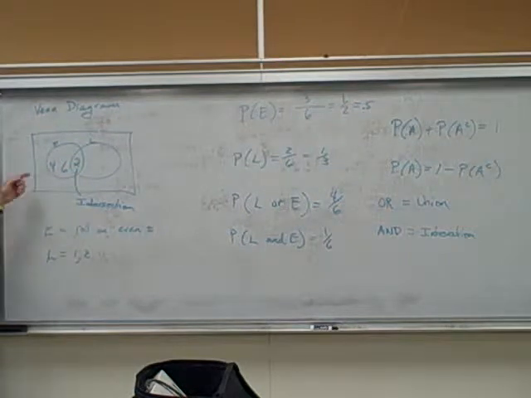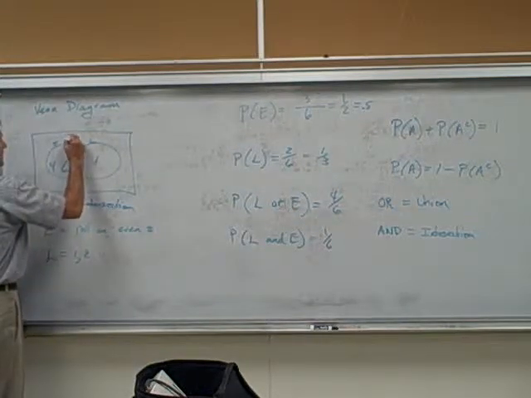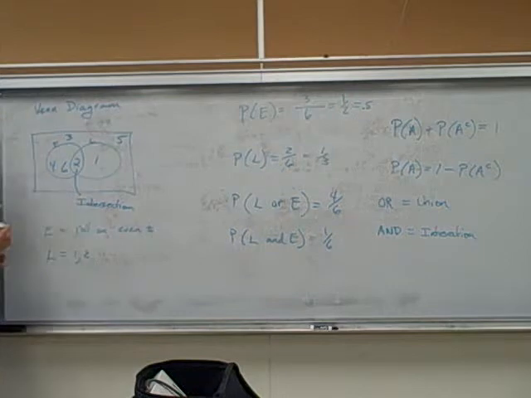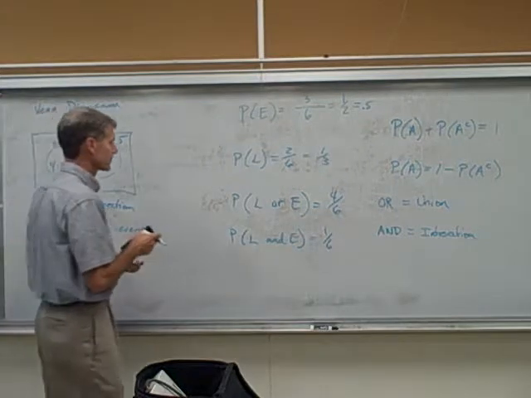Okay. Now, what numbers are in L but not in E? The number 1. So it goes out there. Anything else is not in either of those, so it goes outside the 2 circles but inside the box. And that's the numbers 3 and 5. So I'll put a 3 and a 5 somewhere outside the circles.